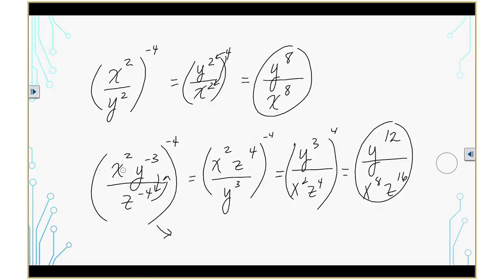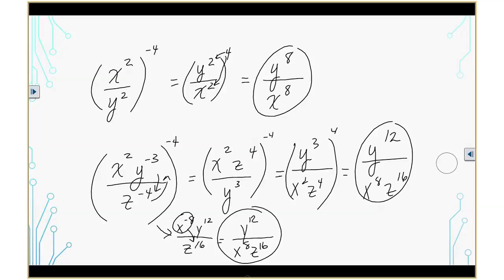What's negative 4 times 2? Negative 8, Hubert. Thank you, class. What's negative 4 times negative 3? Positive 12. Thank you. Negative 4 times negative 4? 16. Good. Now I can just bring this negative 8 downstairs, and that'll give me y to the 12th over x to the 8th, z to the what? It's a miracle. That's the same answer.